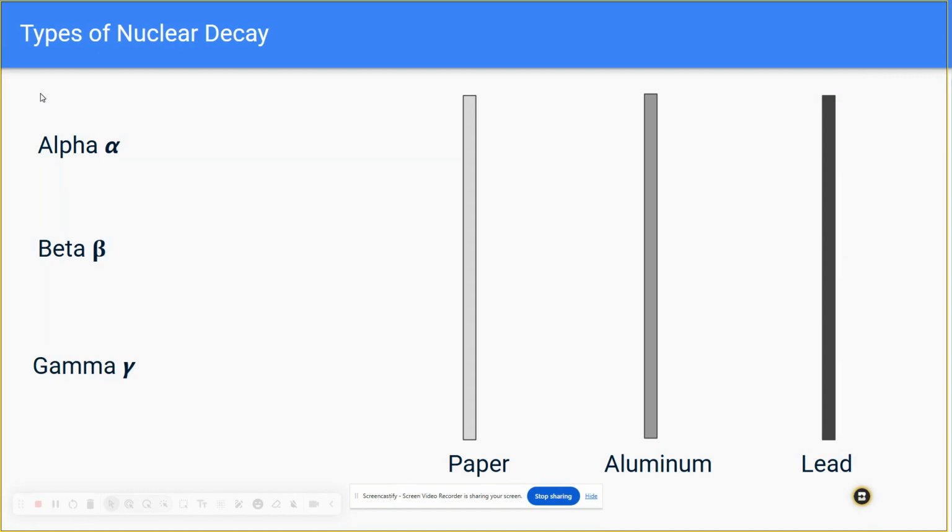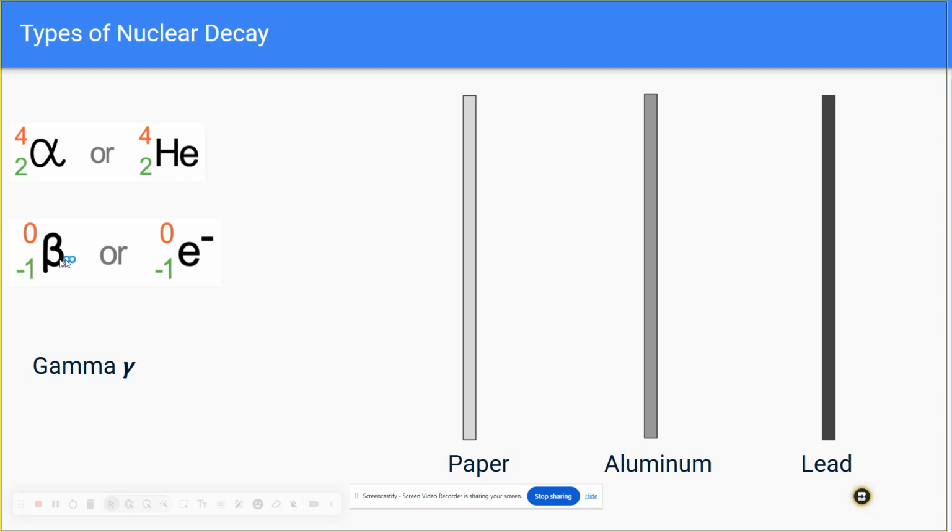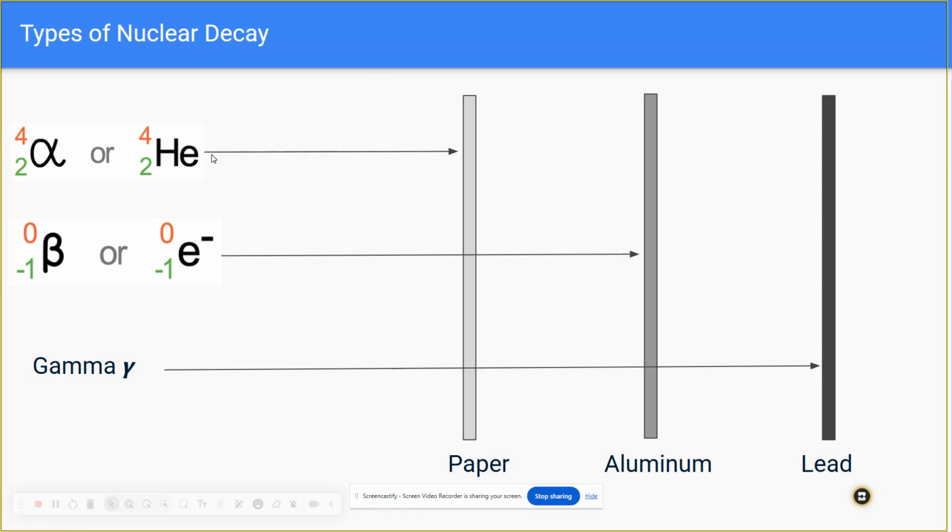The three main types of decay are alpha, beta, and gamma. Alpha can be written either of these two ways. Beta can be written like this, and then gamma is just this funny looking little symbol right here. The energy emitted from an alpha particle is pretty low, so it can't even penetrate paper. But the beta particle can penetrate paper, but it'll be stopped by something like aluminum. And then gamma is so powerful, it has so much energy that it can penetrate paper and aluminum, but it cannot penetrate lead.